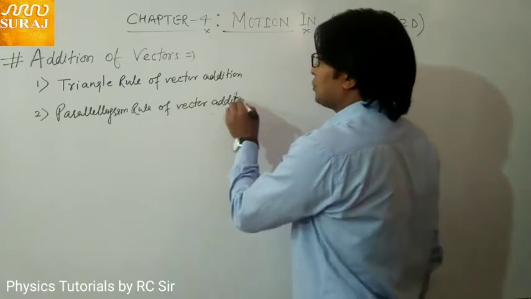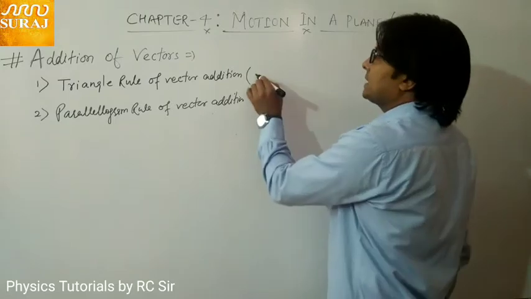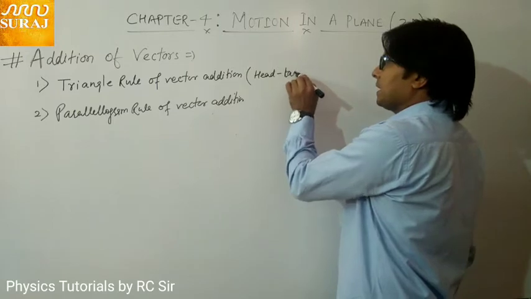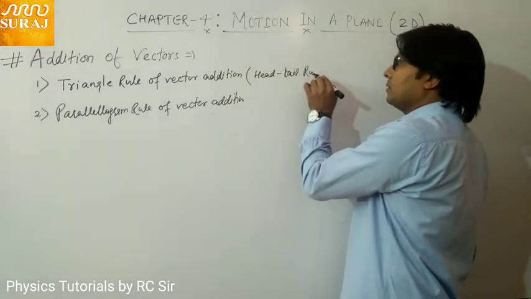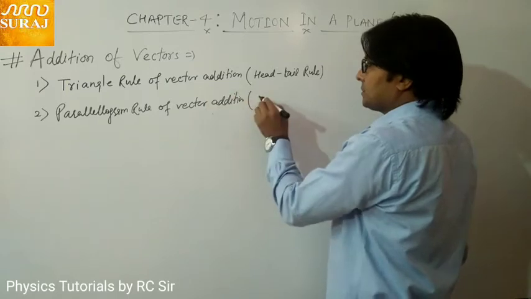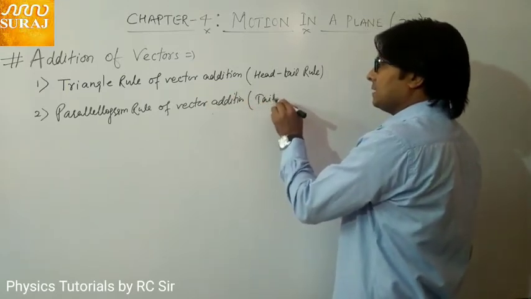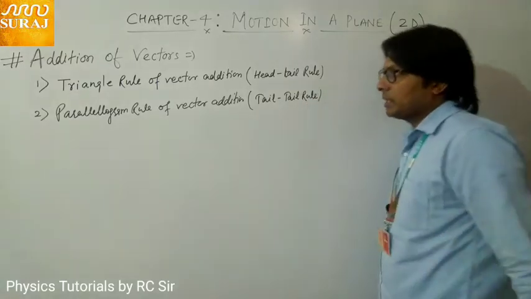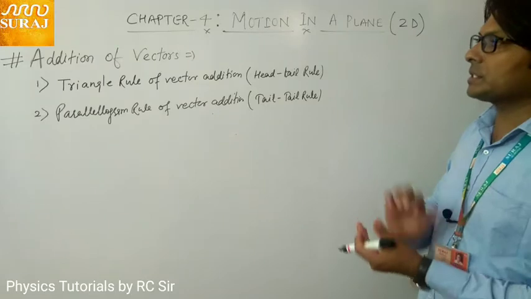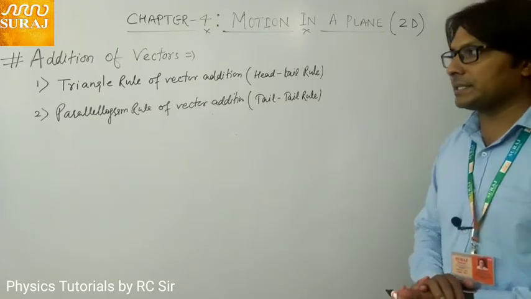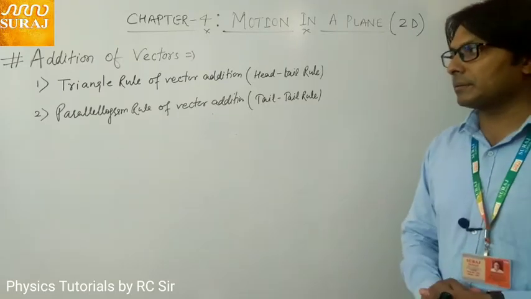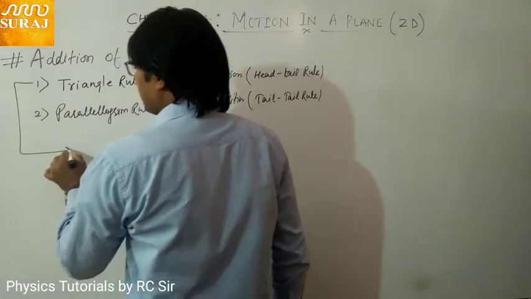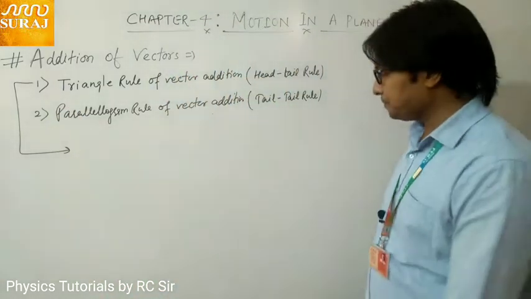This first rule is also sometimes known as the head tail rule. Why it is known as the head tail rule, we will discuss in detail. Head tail rule or head tail method, and this is sometimes known as the tail rule or method. So first we are going to discuss the triangle rule of vector addition, and thereafter the parallelogram rule of vector addition. So let us start with the triangle rule of vector addition.